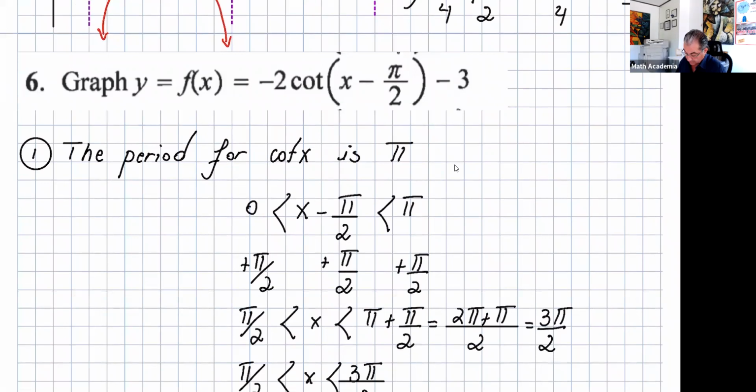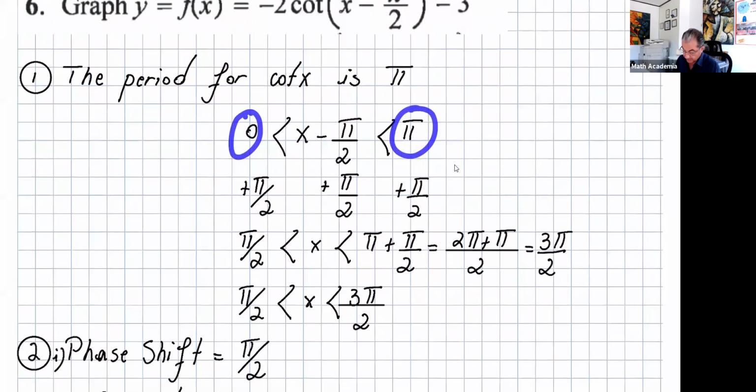Number 6, cotangent: negative 2 cotangent of x minus pi over 2, minus 3. Do not forget the cotangent, the period for cotangent is pi. So you take the angle and put it between 0 and pi. For sine and cosine, you always put it between 0 and 2 pi. Tangent, negative pi over 2 to pi over 2. And the best period for cotangent is from 0 to pi.